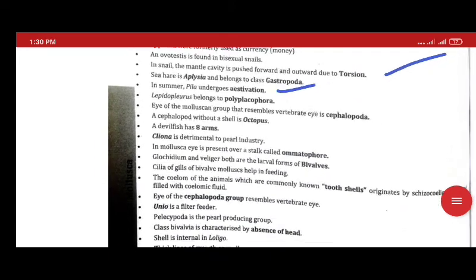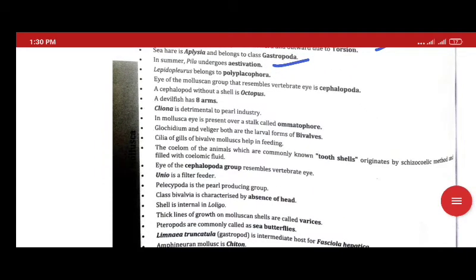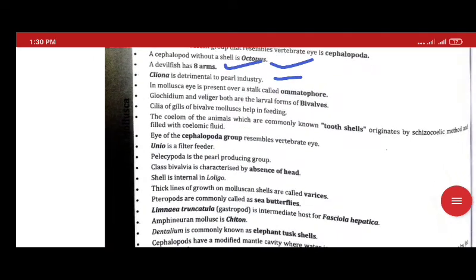Aestivation occurs in Pila. Cephalopoda without a shell is octopus, and the devilfish, meaning octopus, is known as devilfish and has 8 arms. Cliona is detrimental to the pearl industry. Cliona belongs to which phylum? Now Polyplacophora. Now glochidium and veliger both are larvae of Bivalvia.